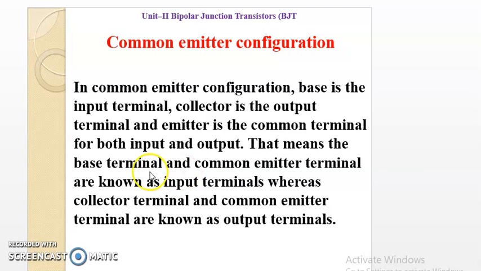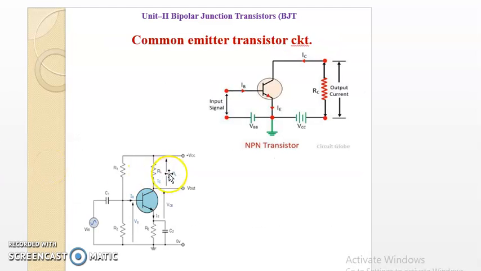That means the base terminal and common emitter terminal are known as input terminals, whereas the collector terminal and emitter terminal are known as output terminals. Base and emitter terminals are input terminals. Collector and emitter terminals are said to be output terminals.